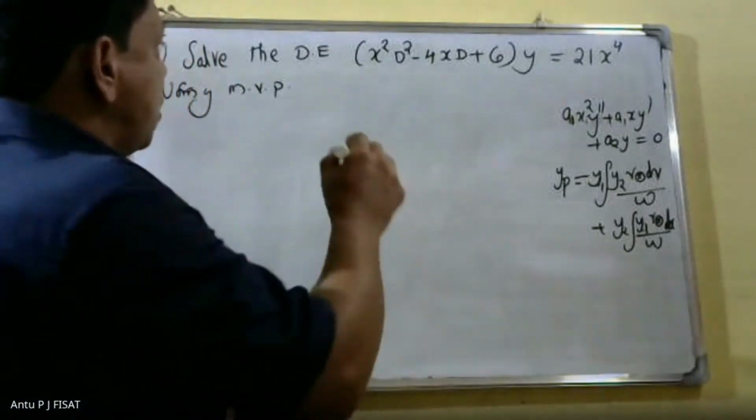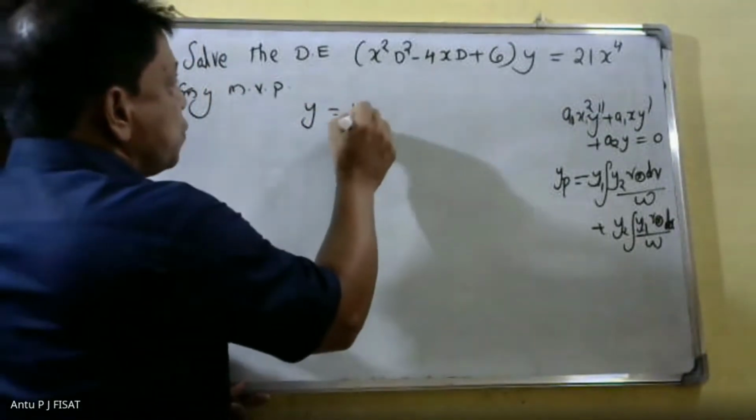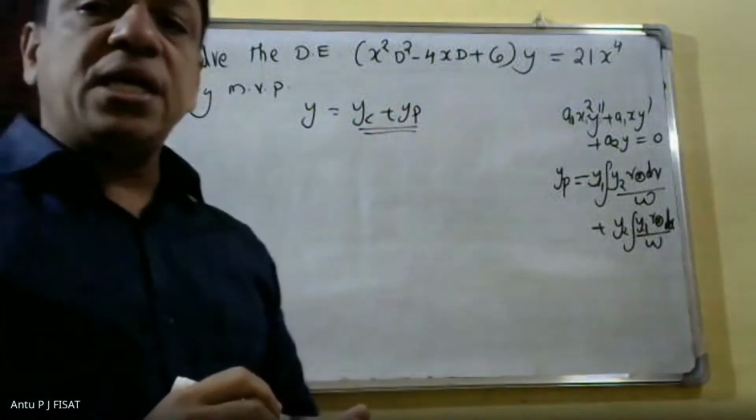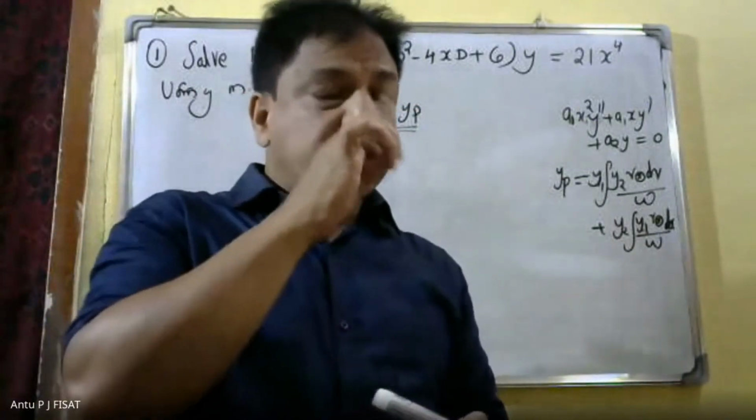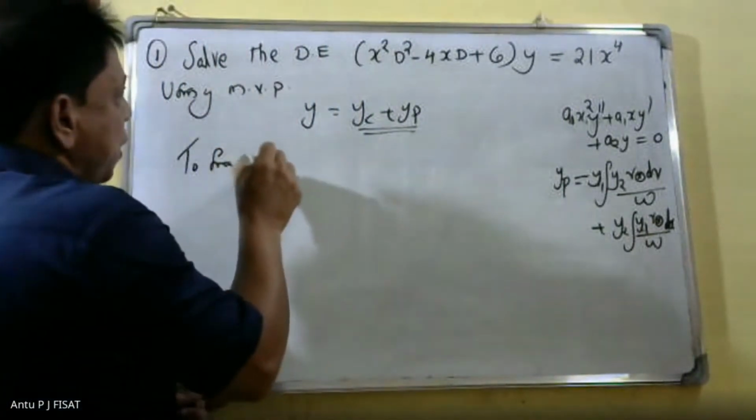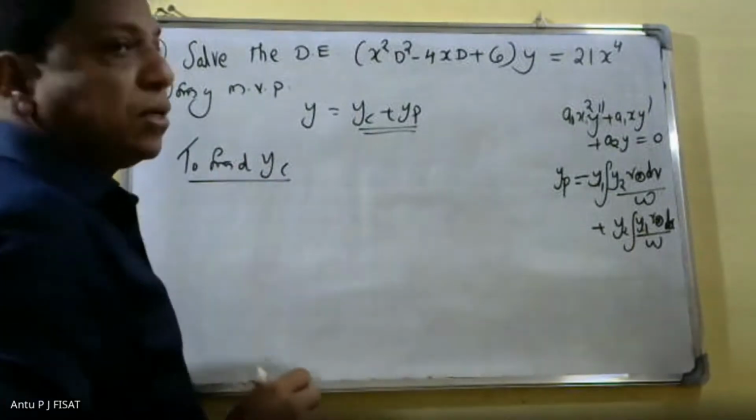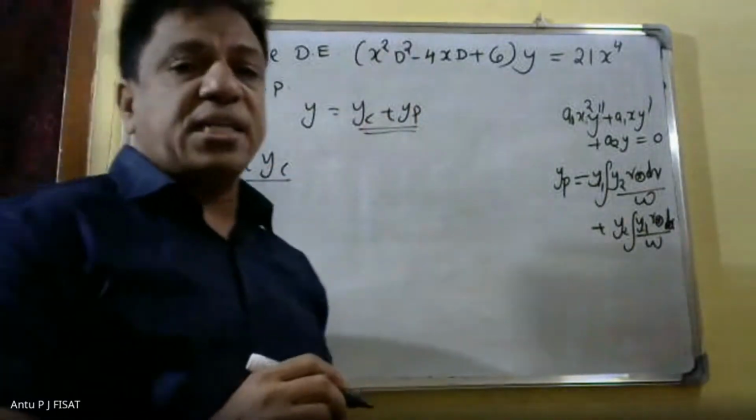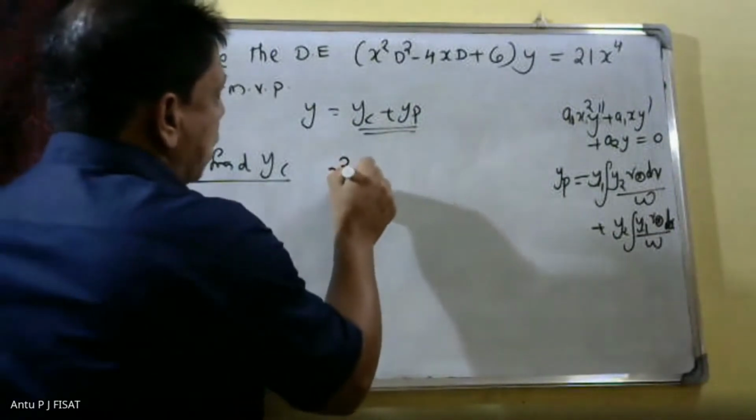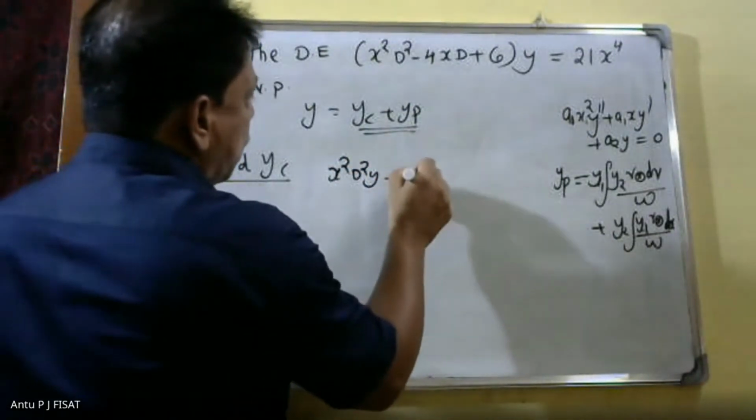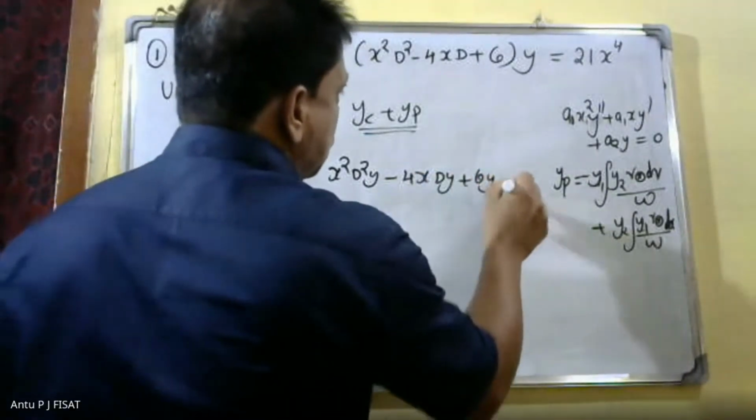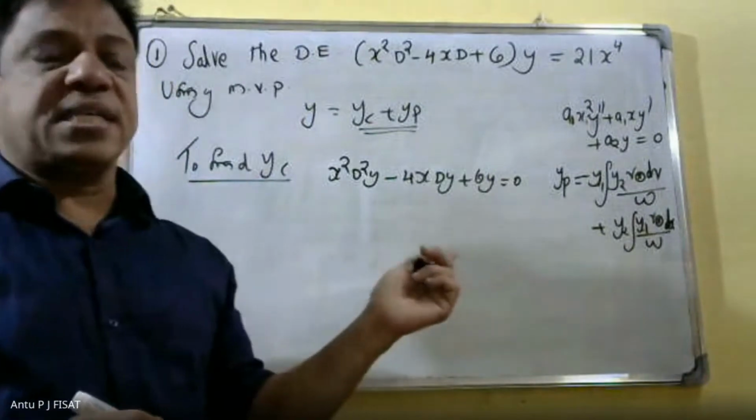Therefore, we have to find y = y_c + y_p. We have to find the complementary function and the particular integral. To find y_c, the complementary function, first we take the left-hand side. The left-hand side is x² d²y − 4x dy + 6y = 0.